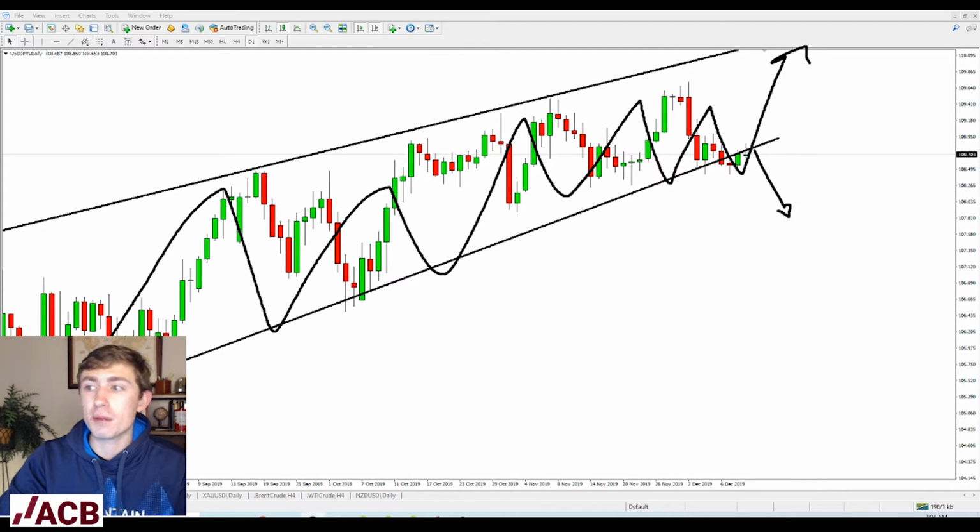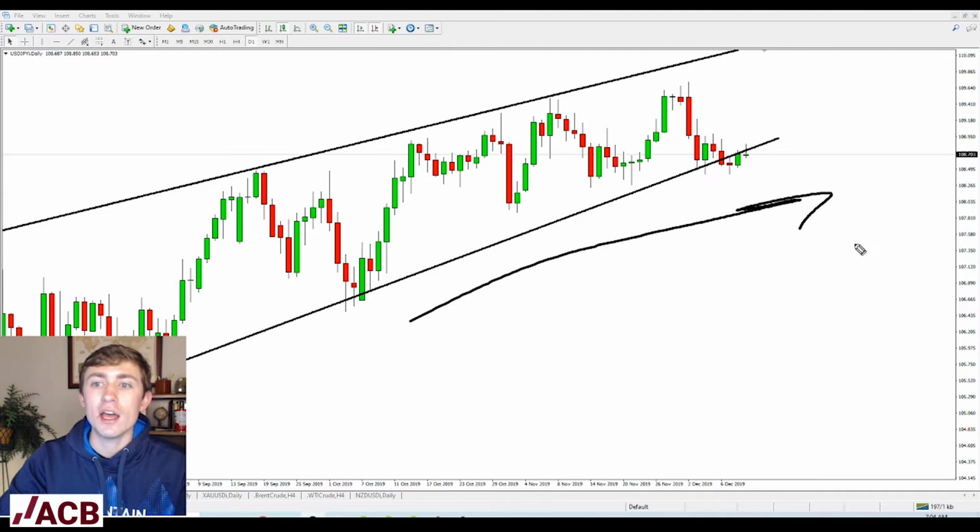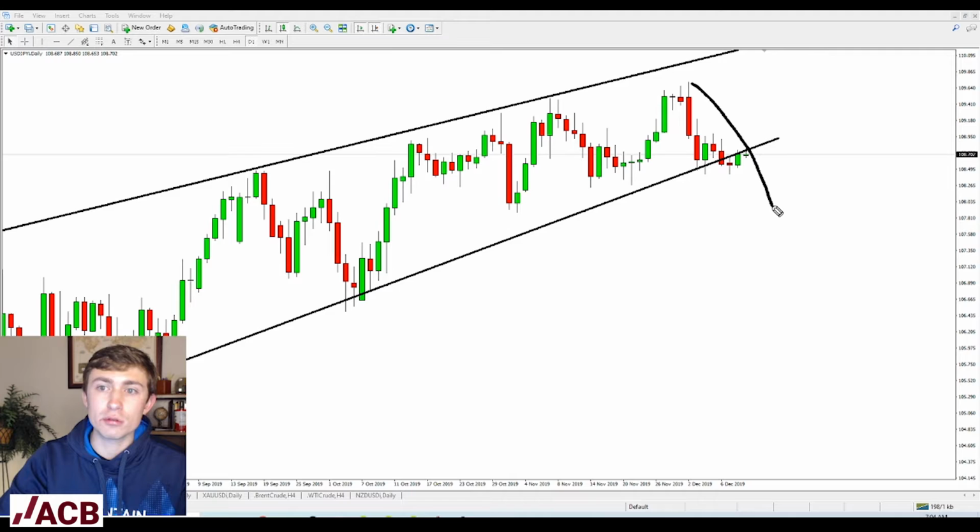But my first bias is going to be that I think we could see the continuation of this range, but I want to be aware or open-minded to the idea that if price breaks through these levels, we could see continued push to the downside based on a breakout trade there.